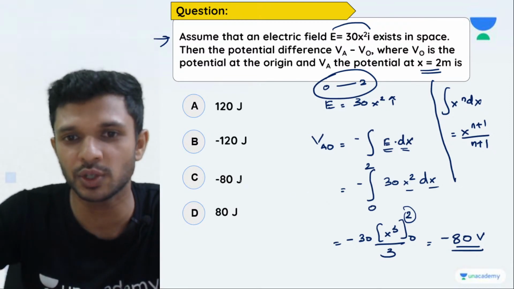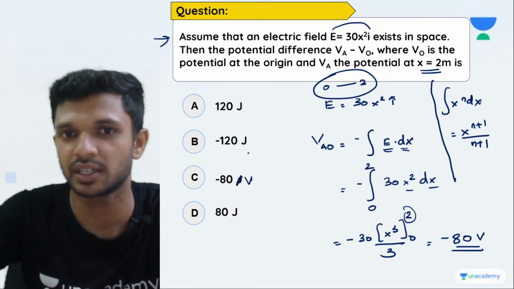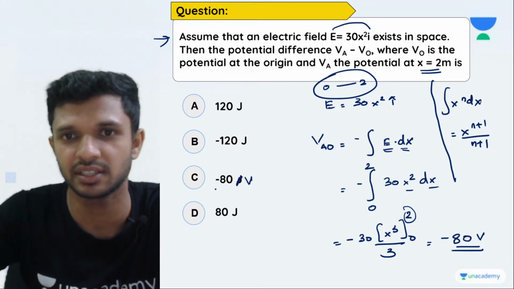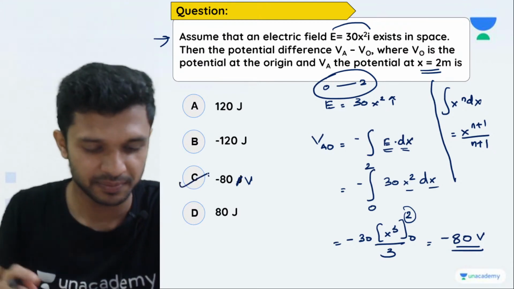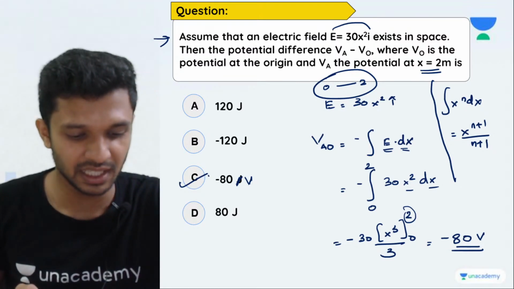That much volt. So it is not joule. So please do update with volt, right? Because the question asks for a potential difference. So it is option C. Anybody gave the answer? C, Nidhi, very good.